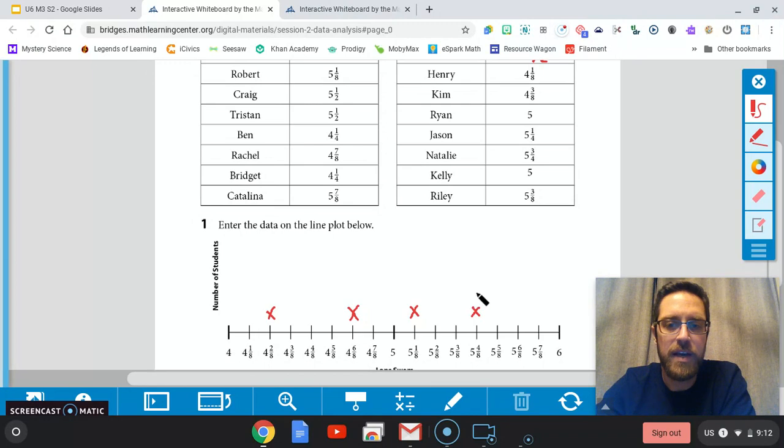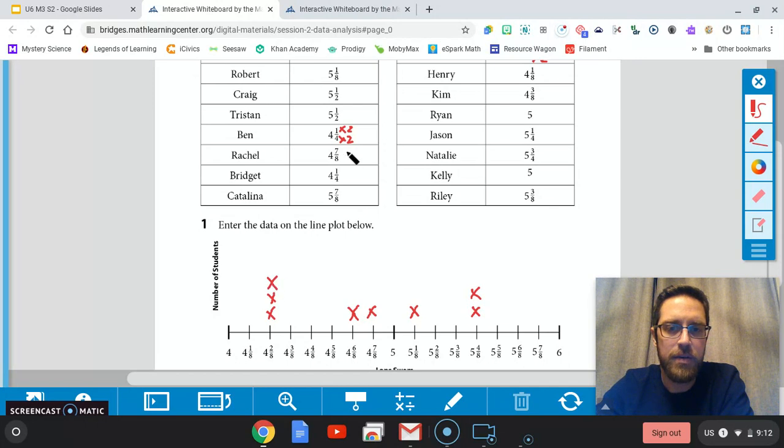Tristan was 5 1/2. That would be 5 4/8 again. Let's see, 4 1/4, time to make equivalent fractions, times 2 and times 2. That would be 4 2/8. So 4 2/8. I'm just plotting all of my data right now. 4 7/8. I have a 4 7/8. 4 1/4. That would be times 2 and times 2. So that'd be 4 2/8 again.